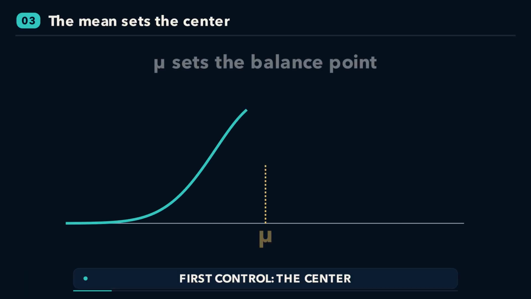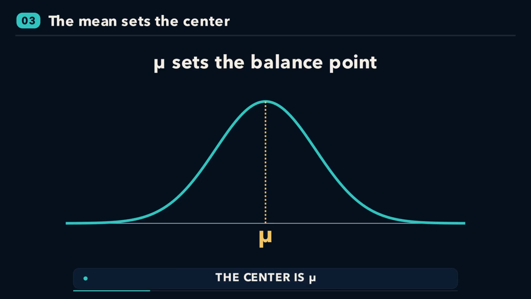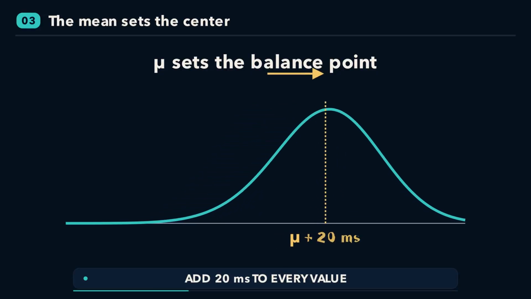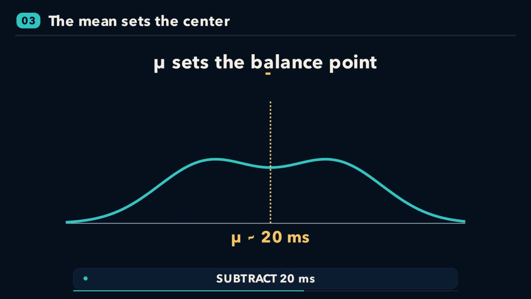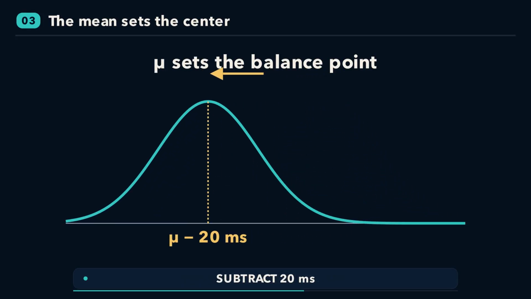The first control is the center. For a normal distribution, the center is labeled mu, the Greek letter for the mean. Imagine every reaction time becoming 20 milliseconds slower. The entire hill slides to the right, but its shape does not change. If every value became 20 milliseconds faster, the hill would slide left. Mu tells us where the balance point sits on the number line.